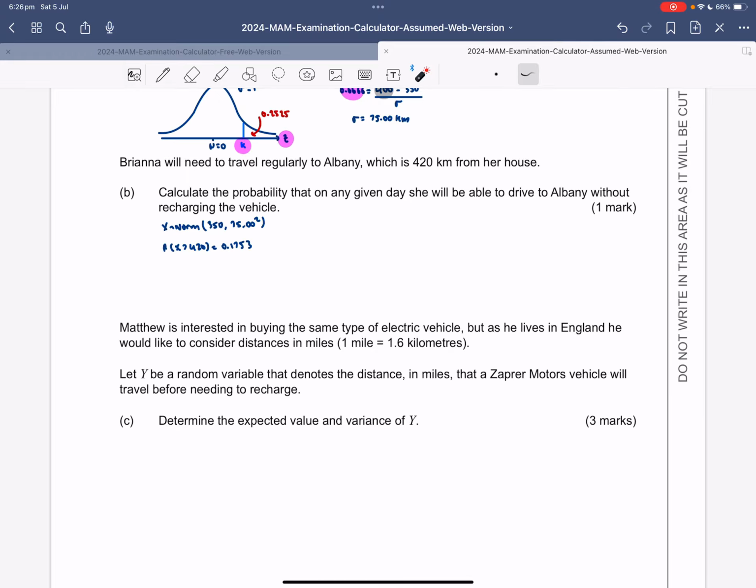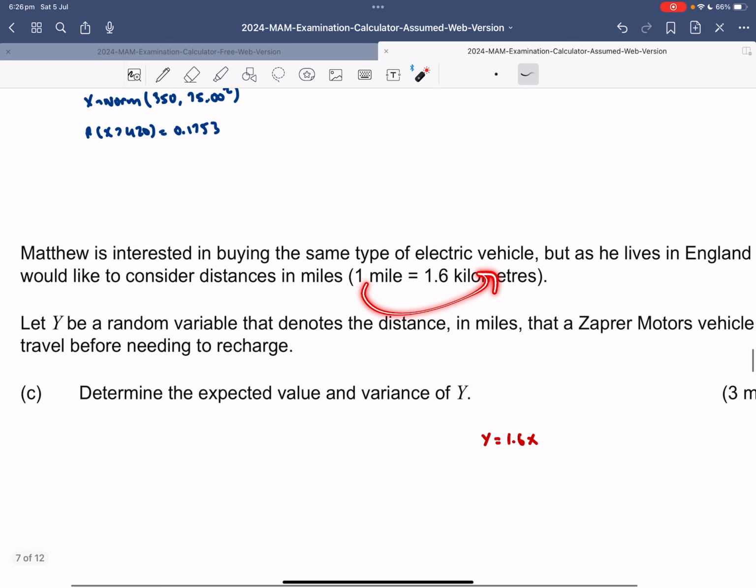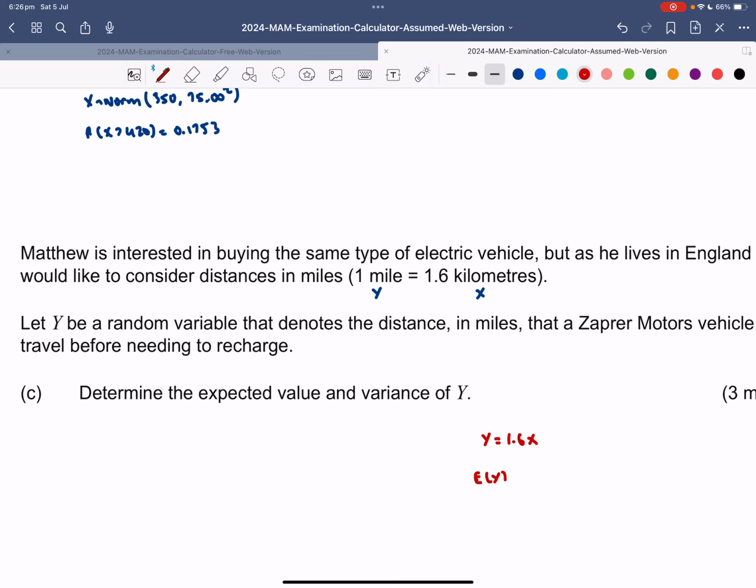So here's the thing. When I first did this, I know this is what I did, and this was wrong actually, okay? So can I just show you what I did when I first did this question in WACE? I actually did it wrong, and then I realized immediately I did it wrong. So what I did in WACE is I wrote down that y is 1.6x. I just thought, yep, 1 mile is 1.6 kilometers. Therefore, the distance in kilometers is x, the distance in miles is y. So the first thing that I wrote in WACE is that the expected value of y is 1.6 times the expected value of x.